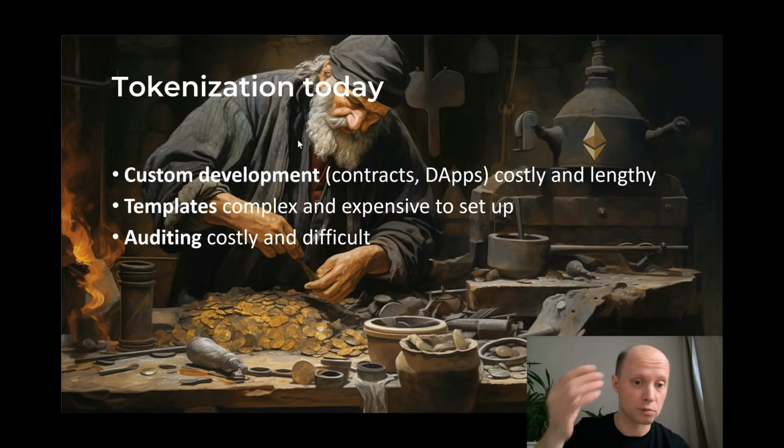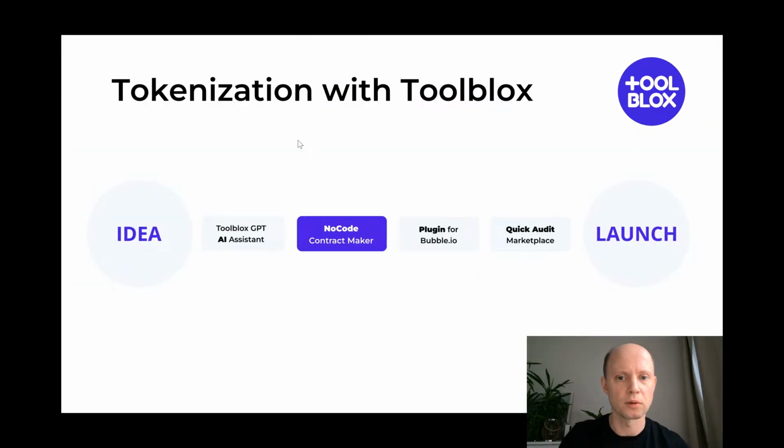You can use templates as well. So this is a nice way to do it. But some templates still are complex, and also you have to be knowledgeable to set them up. You have to use outside help to actually set them up. And if you want to make a change to a smart contract template, you have to re-audit, which can be costly and difficult. So we are kind of reimagining this flow to tokenize assets on blockchain.